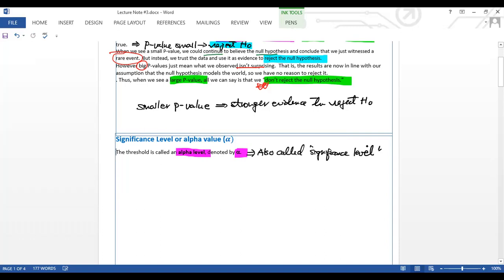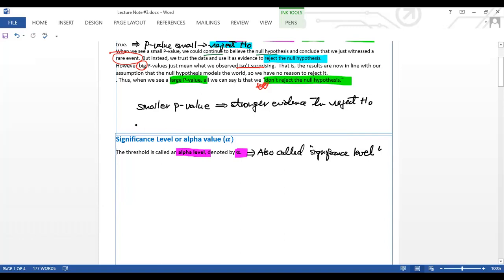Okay, so you will see what this alpha value is. In our next video, we're going to talk about the different types of errors, Type 1 and Type 2 error. But here, the alpha value is the threshold. That means if your p-value is less than that, then we say it's very strong evidence.